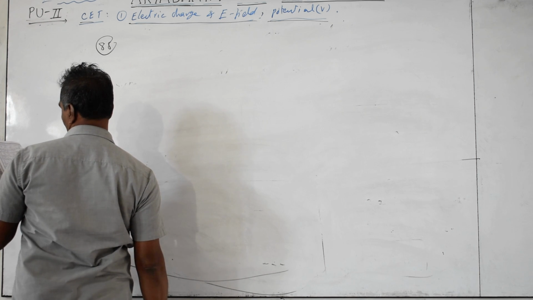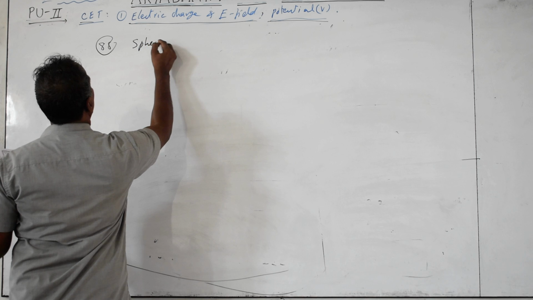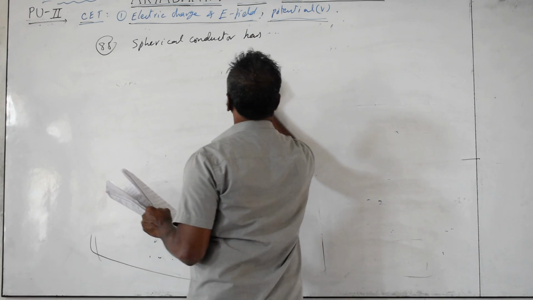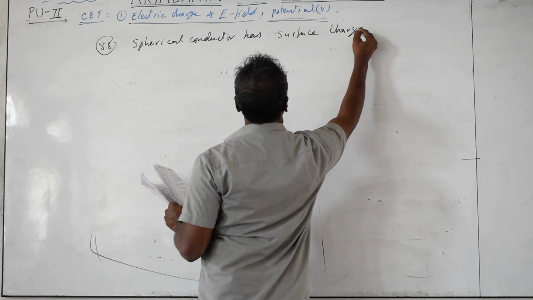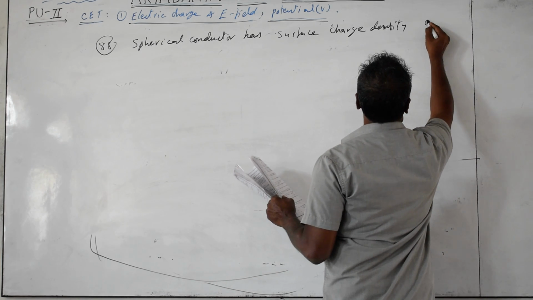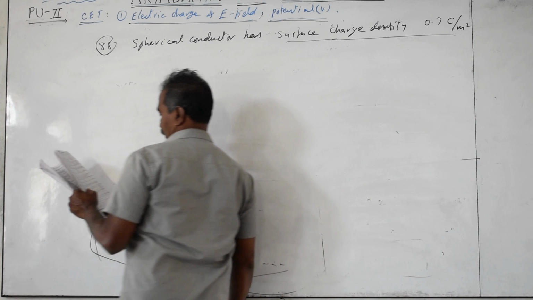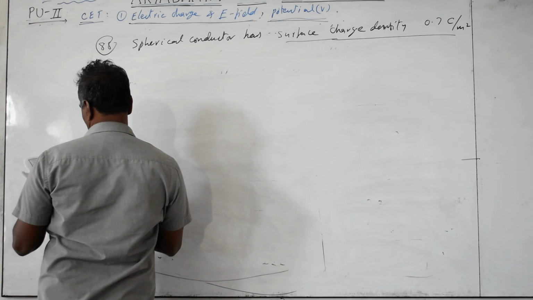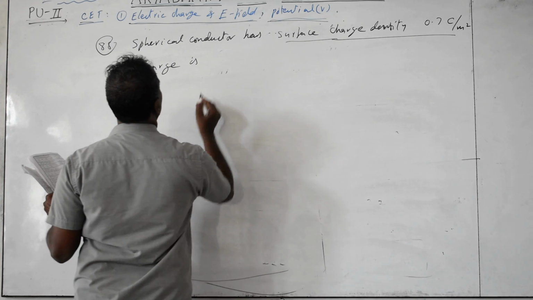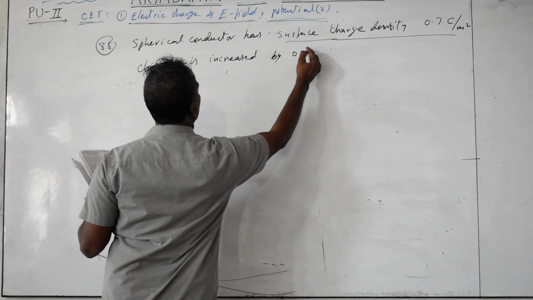A charged spherical conductor has a surface charge density of 0.7 coulomb per square meter. Charge is increased by 0.44 coulombs.